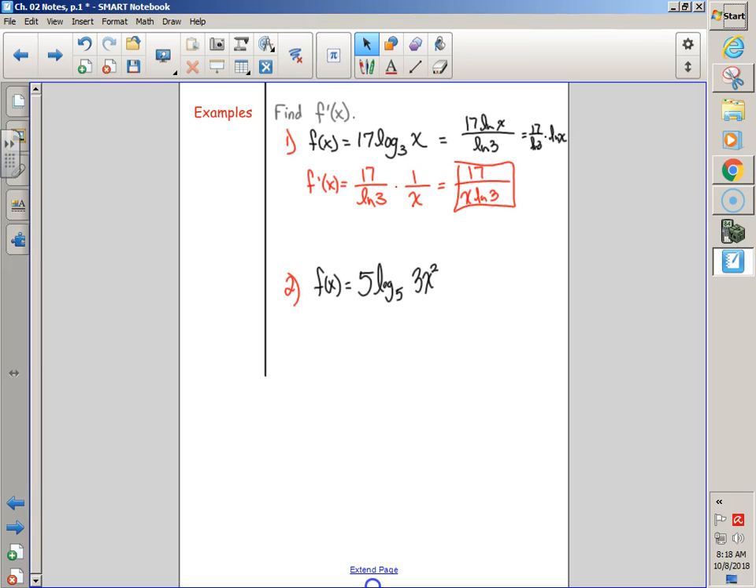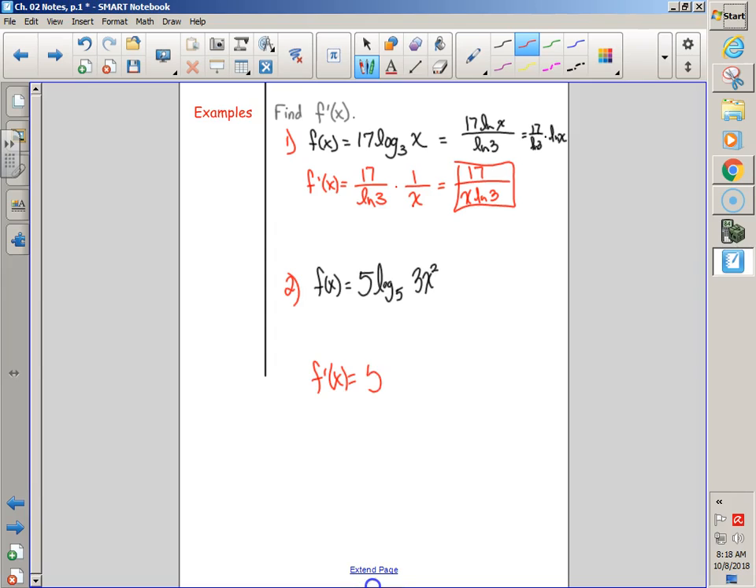Yeah. So you could think of the outer being 5 log base 5 of u, and the inner being 3x squared. But it's just a u, right? Just an f and a u. There's not an f and a u and a v, not like an f and a g and an h. So technically, we just need a u prime. So you could have rewritten this, and I'll show that in just a second, or you could have gone straight to the derivative rule.